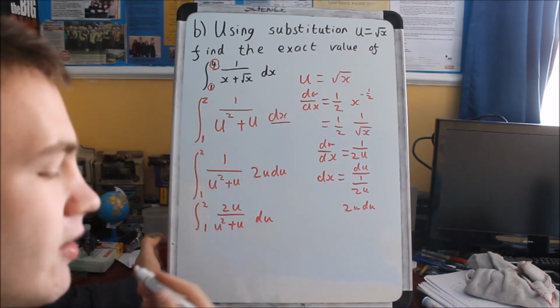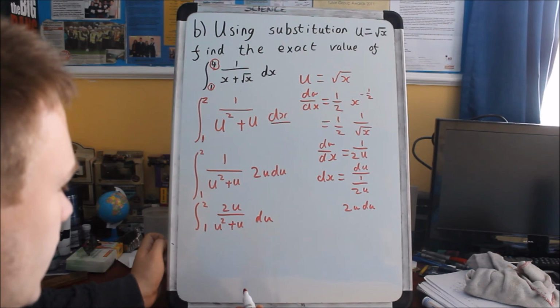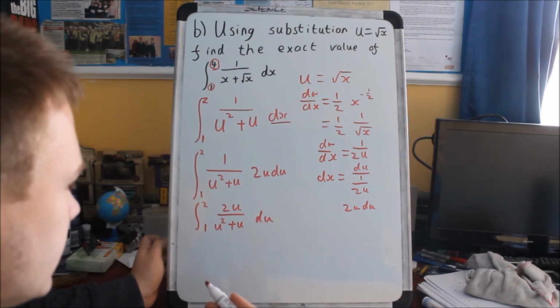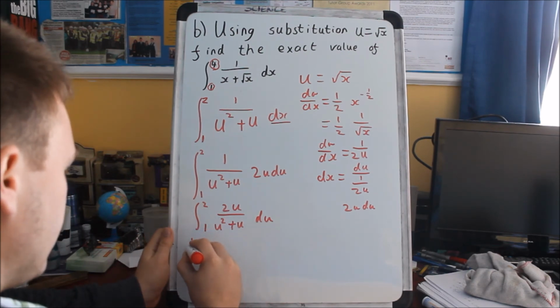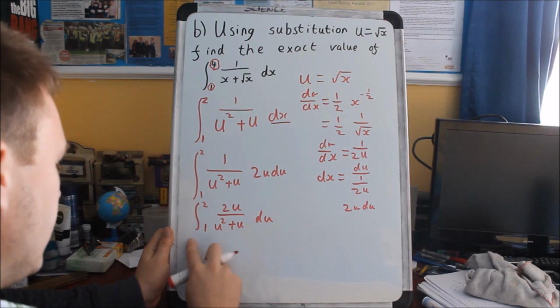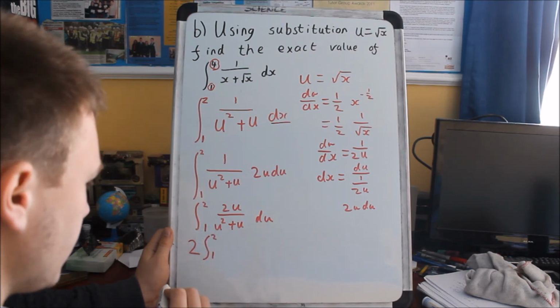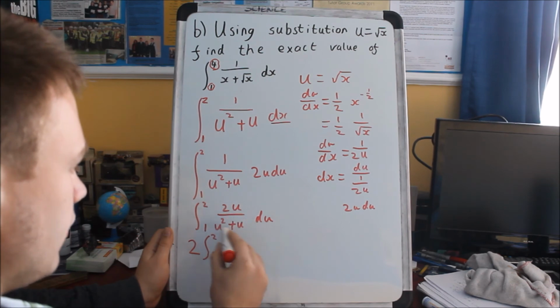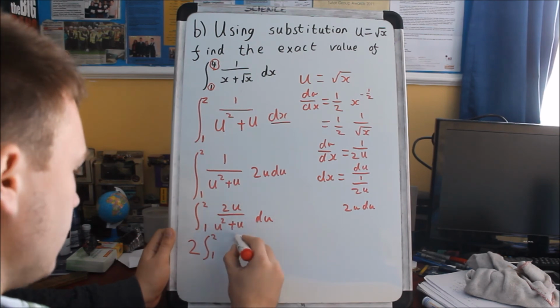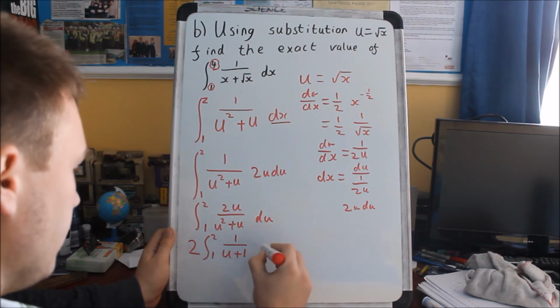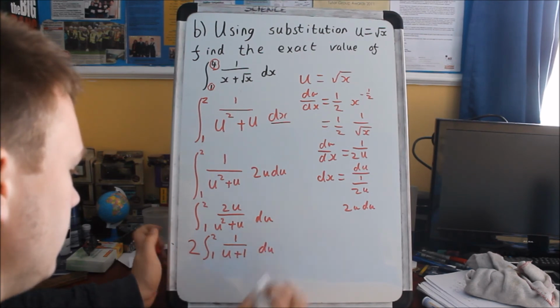Now we can take the 2 out for a second. We can take it out, so it would be a half on the outside. No, sorry, apologies. It would be a 2 on the outside, between the points 2 and 1. And so we'll just have u over u squared plus u, which can simplify to 1 over u plus 1 du.